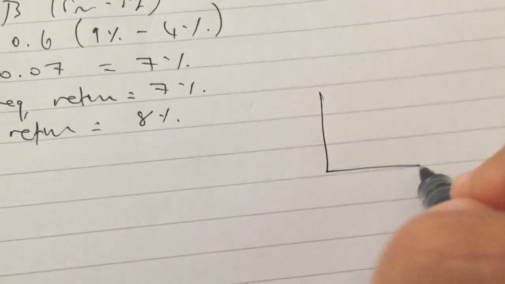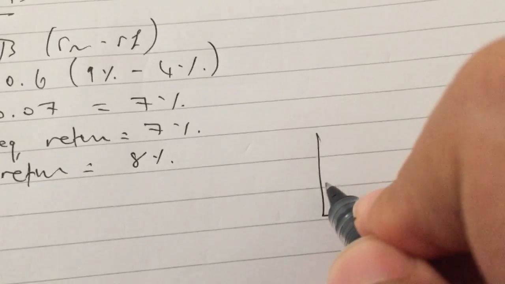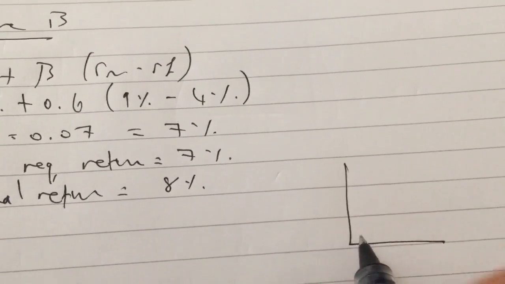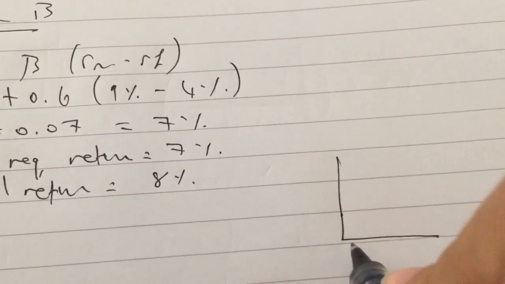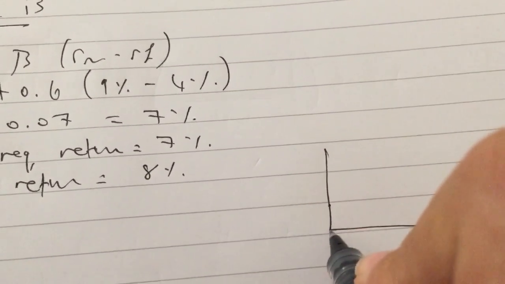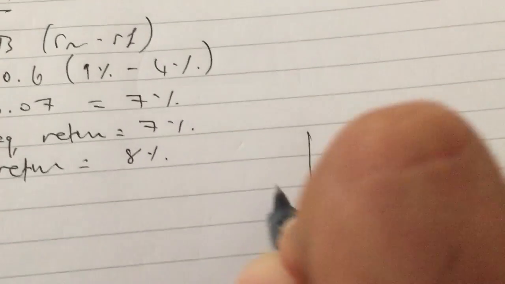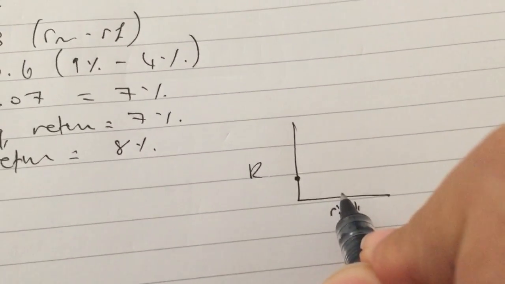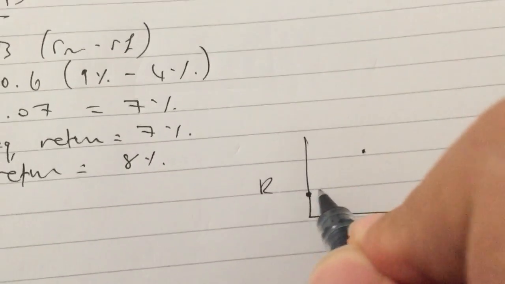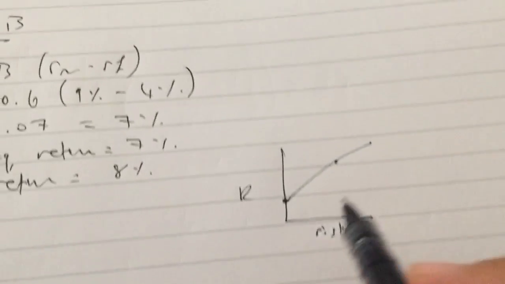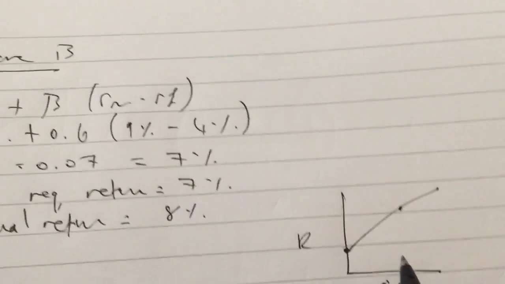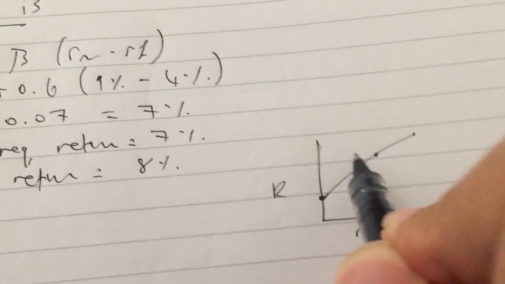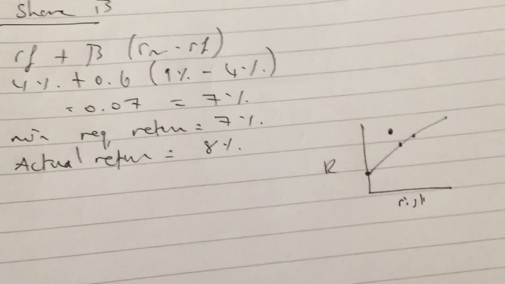So if we're looking at it on a CAPM graph, what do we have? We know that 4% and 0. So risk-free is 0 risk, return 4, and the market, we know the risk of the market is always 1, and it's 9% and 1. So this is CAPM. So for share B, our minimum required return is 7%. Let's say it's supposed to be here. The return we're getting is 8%. So the return we're getting is higher.